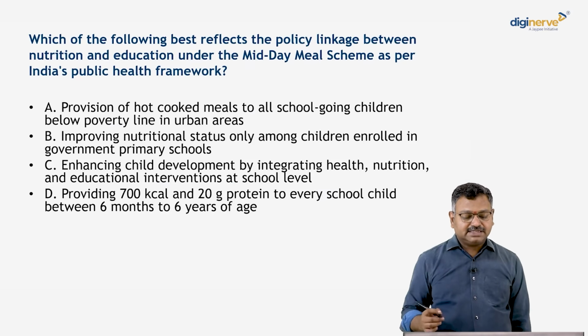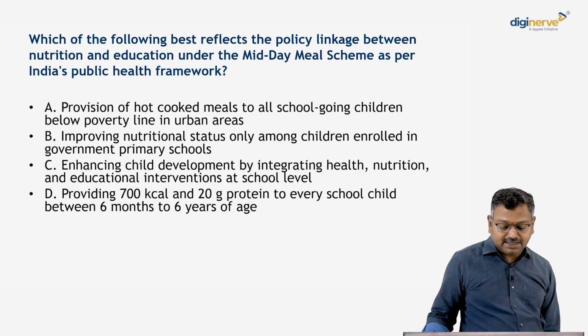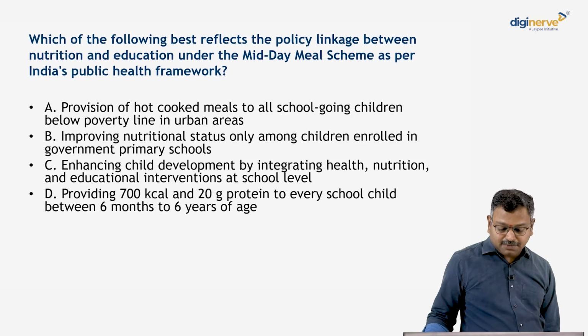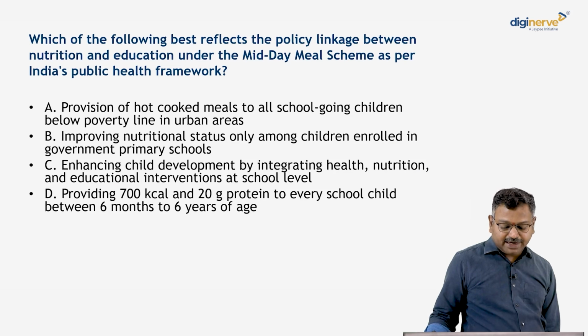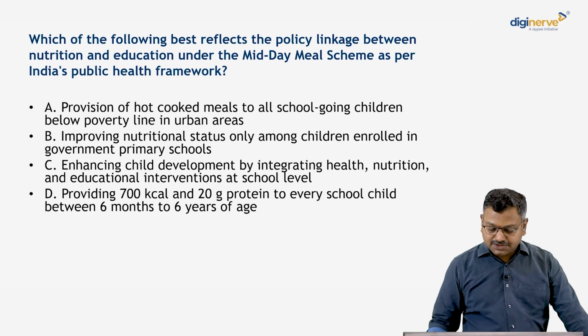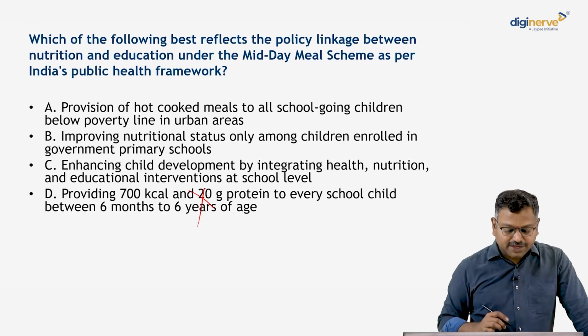Which of the following best reflects the policy linkage between nutrition and education under the midday meal scheme as per the Indian Public Health Framework? Provision of hot cooked meals for all school going children below poverty line. Improving the nutritional status among all children enrolled in government primary schools. Enhanced child development by integrating health, nutrition and educational intervention. Providing 70 kilocalories and 20 gram protein for every school child between 6 months to 6 years of age. So remember, it's for school going children. So the last option is wrong here.